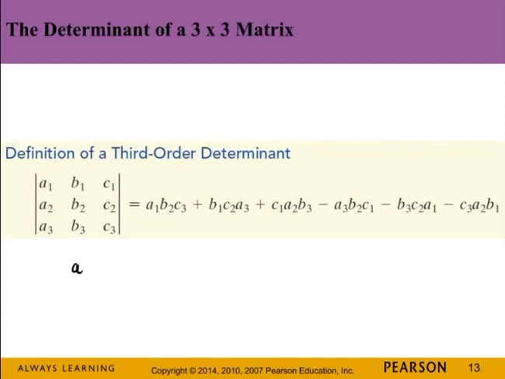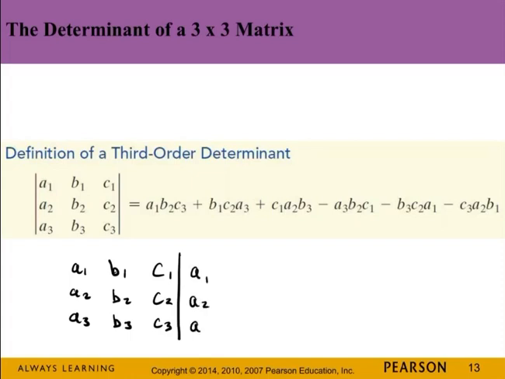So if we say A1, A2, A3, B1, B2, B3, C1, C2, and C3, I'm going to augment the matrix like this. I'm going to put A1, A2, A3 again, and B1, B2, and B3. What's the best way? Let's go like this.